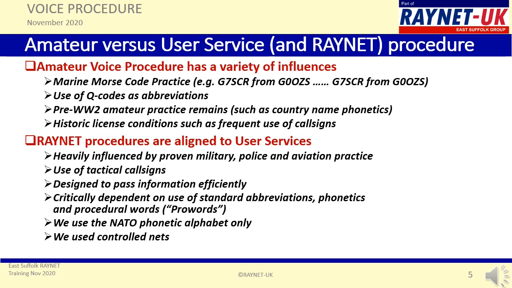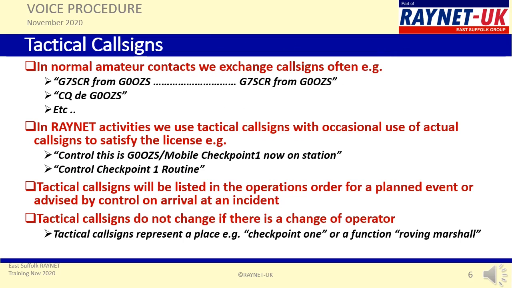They are critically dependent on the use of standard abbreviations, phonetics, and procedural words, which are often called pro words. We use the NATO phonetic alphabet only, and we use controlled nets to ensure that traffic is passed efficiently. In normal amateur contacts, we exchange call signs at the beginning and end of each over. In Raynet activities, we use tactical call signs with occasional use of actual call signs to satisfy the license.